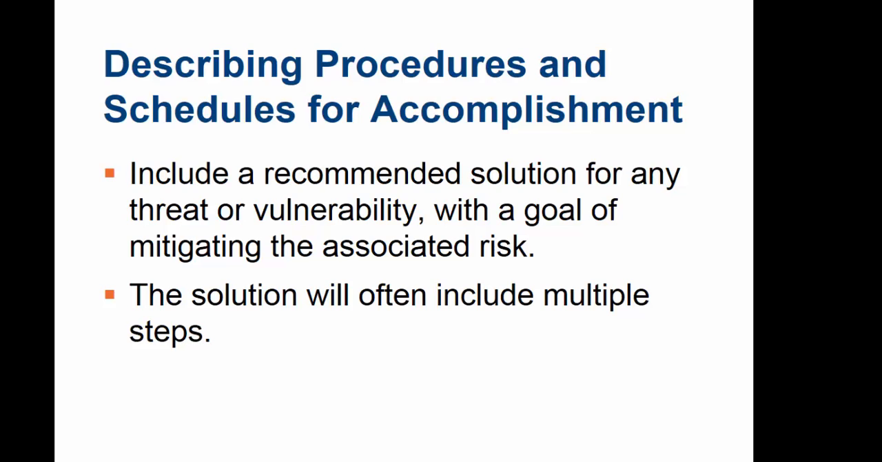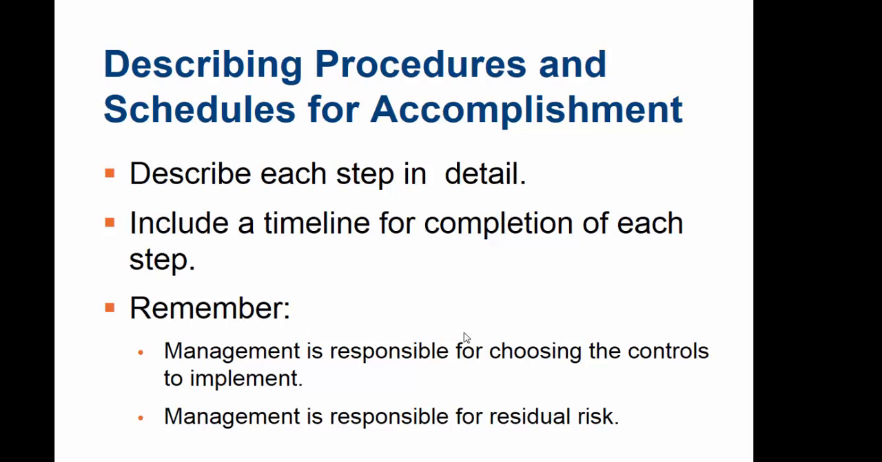Let's see. So describing procedures and schedules for accomplishments include a recommended solution for any threat or vulnerability with the goal of mitigating the associated risk. As you can see, this builds a lot on Chapter 2. And the reason I'm not touching a whole lot on Chapter 4 here is that in Chapter 2, you must know the threats, you must know the vulnerabilities and how that works before you can develop a risk management plan. And so, basically the solution to any of these things is multiple steps.